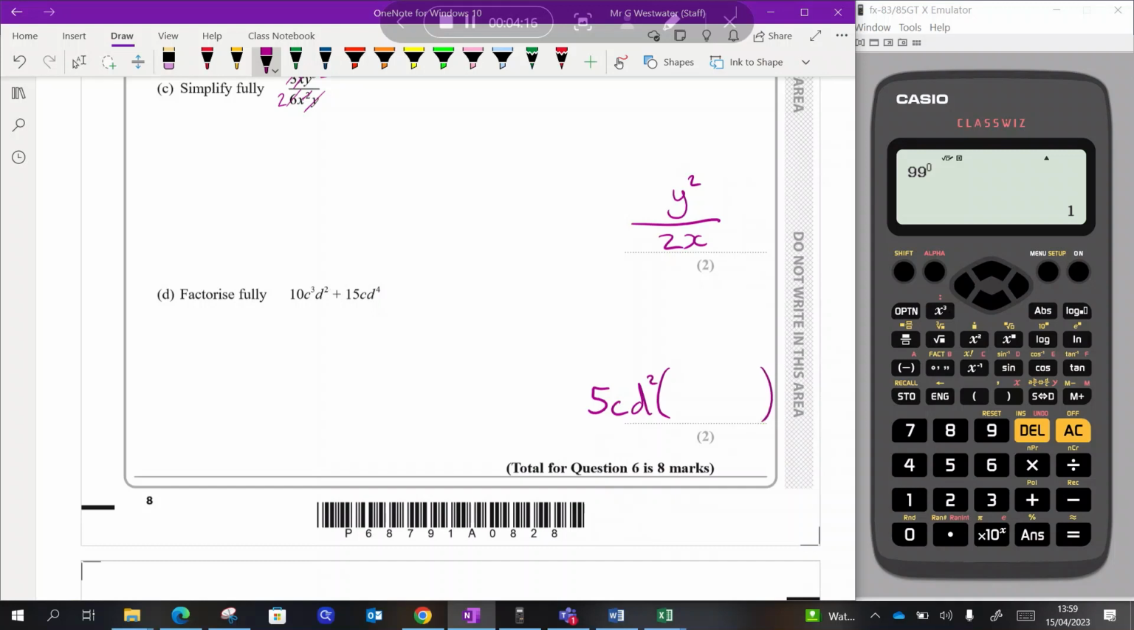Now I'm going to open up my brackets. So what do I need to multiply 5 by to get 10 in my first term? I need to multiply it by 2. What do I need to multiply c by to get c cubed? C squared. And what do I need to multiply d squared by outside the bracket here to get d squared? Well, just by 1, so this will stay as 2c squared. And then I do the same for the next term. What do I need to multiply 5 by to get 15? 3. What do I need to multiply c by to get c? 1, so stays as 3. And what do I need to multiply d squared by to get d to the 4? D squared.